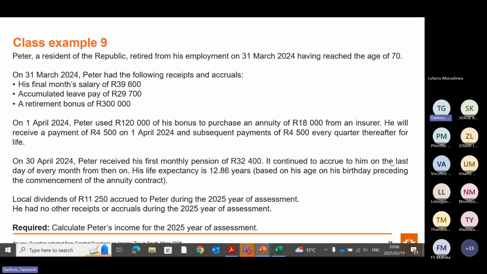It continued to accrue to him on the last day of every month from then on. His life expectancy is 12.86 years, based on his age at the birthday preceding the commencement of the annuity contract. He received local dividends of 11,250 and didn't have any other receipts or accruals.